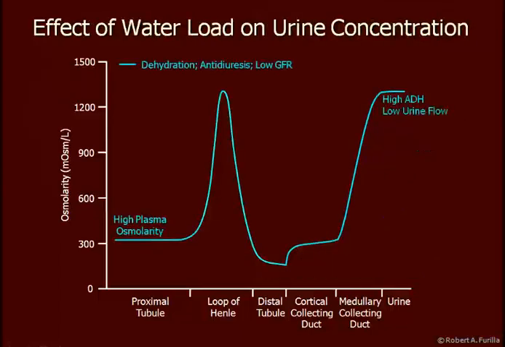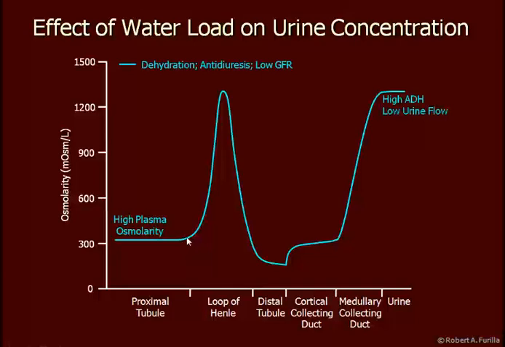Now let's look at it in the real world. This individual is dehydrated, has a high plasma osmolality. We're up around 310, 320 milliosmoles. We're in antidiuresis. We want to try to conserve water. GFR is very low because of the low pressure and low volume.